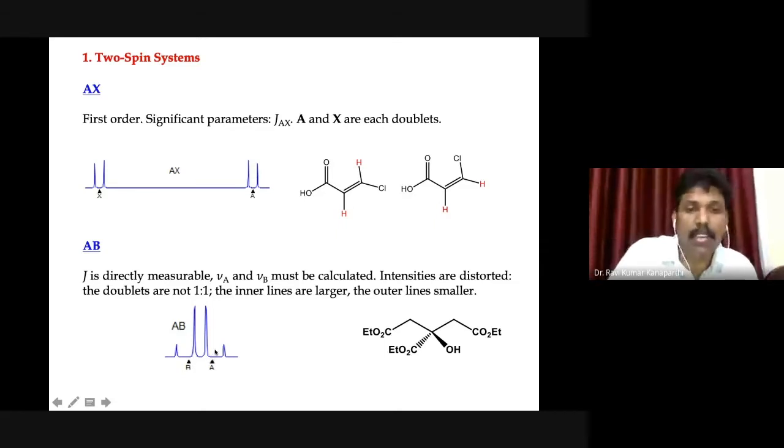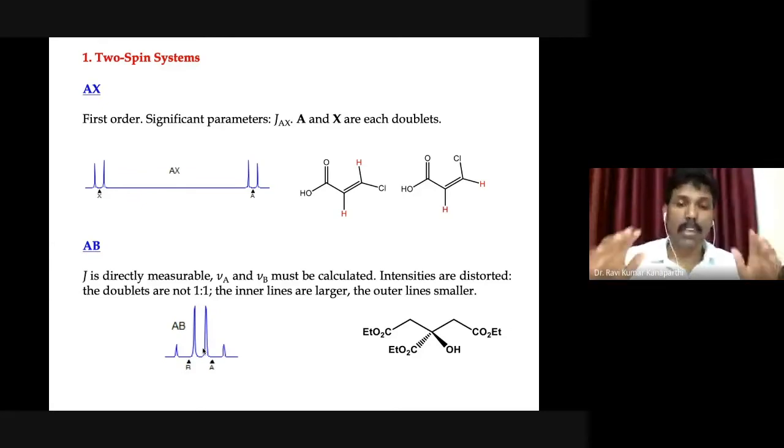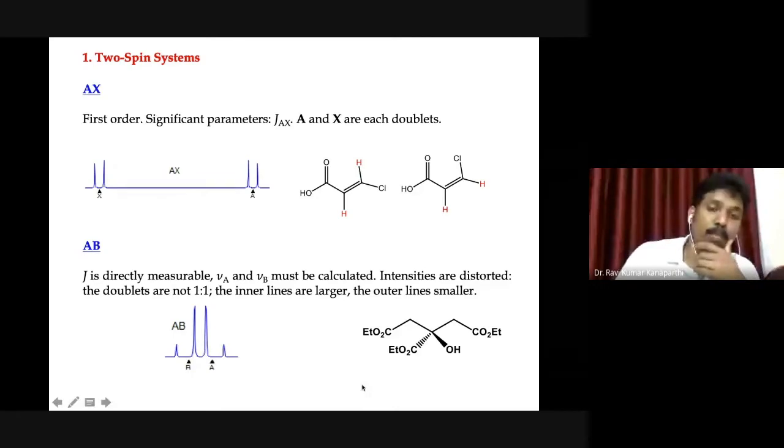This is something characteristic that I have already explained to you in the case of second order spectrum. In the second order spectrum, as the separation between the NMR peaks decreases, the outer lines' intensity reduces, while the inner lines' intensity goes up at the expense of the outer lines. This is the point I made. Now this is a true example of that.